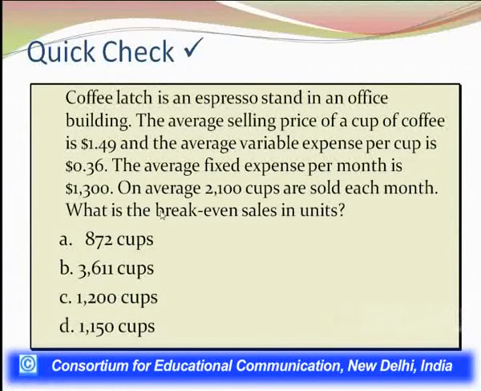We would need contribution margin per unit or contribution margin ratio, right? So if we have to find the answer in units, the question was in units, it means we need contribution margin per unit. You are right. So the selling price of 1.49 minus the variable cost of $0.36 is your contribution margin, and divide the fixed cost of 1300 by the difference of these two and you get the answer, right?